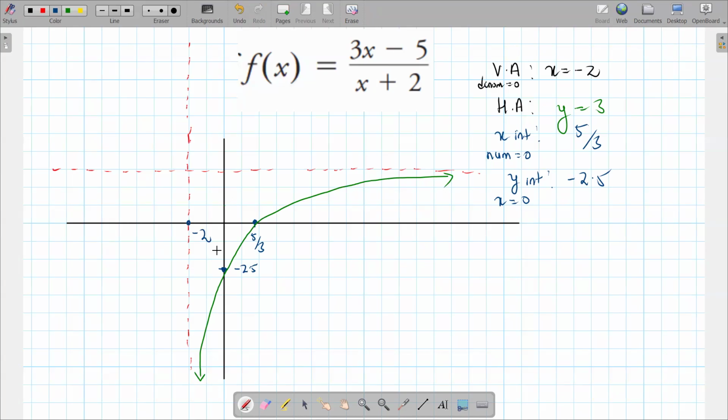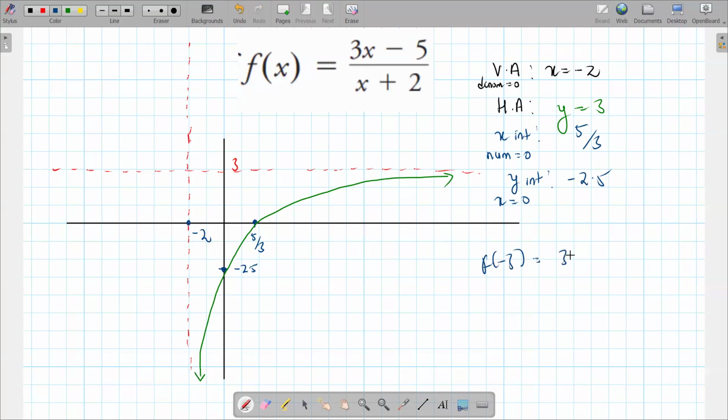So what we could do is maybe plug -3 in there to see what the y value is. If the y value is less than 3, we're here, right? And then our curve will look like this. If the y value is more than 3, we know we're in the top section and our curve will look like this. So let's plug the y value of -3.